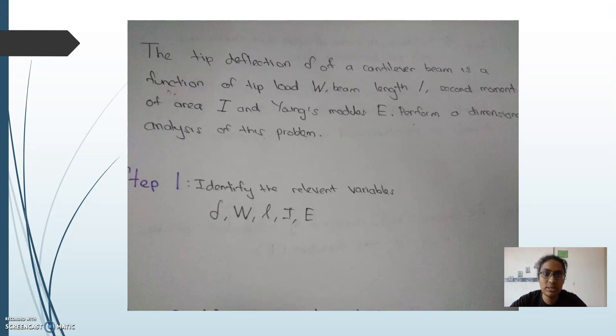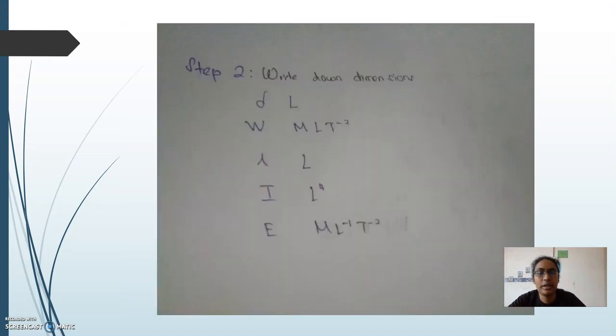Tip deflection is delta, W is the tip load, L is the beam length, the second moment of area is I, and Young's modulus is E. Next, we write down the dimensions. For delta, the dimension is L. For W, the dimension is MLT^-2.